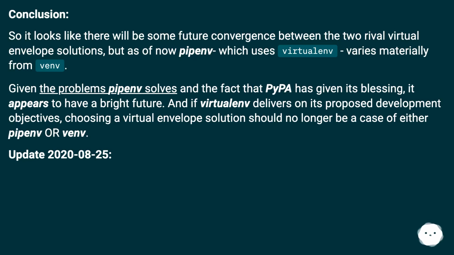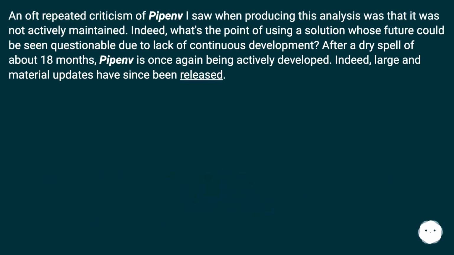Update August 25, 2020. An oft-repeated criticism of Pipenv I saw when producing this analysis was that it was not actively maintained. Indeed, what's the point of using a solution whose future could be seen questionable due to lack of continuous development? After a dry spell of about 18 months, Pipenv is once again being actively developed. Indeed, large and material updates have since been released.